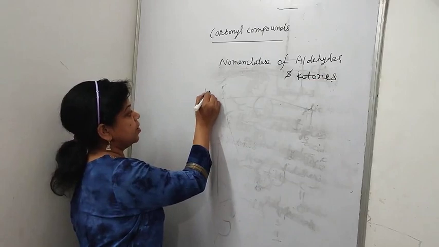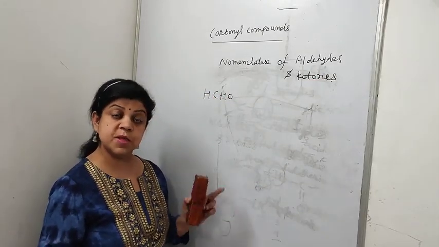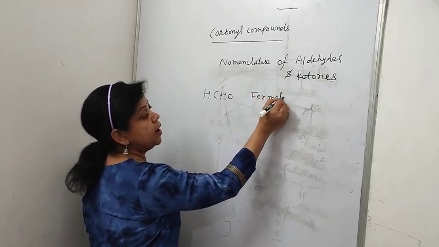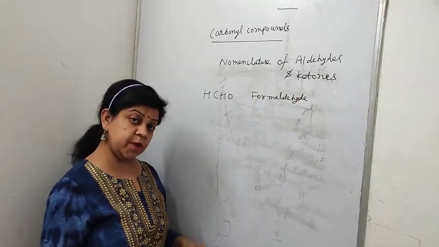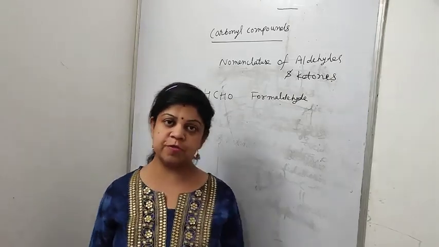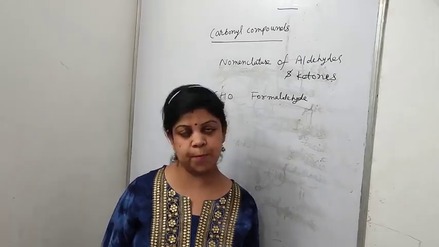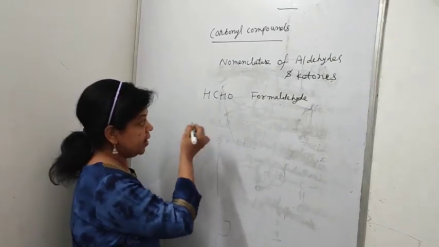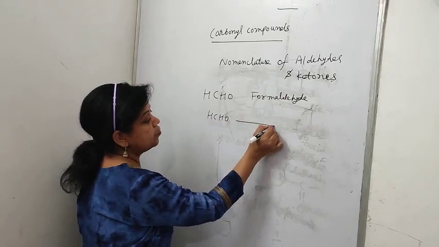Let's start with first example. This is HCHO, which is the simplest aldehyde. Commonly it is known as formaldehyde. So students, how can we give its IUPAC nomenclature? We all are very much familiar with IUPAC, that is International Union of Pure and Applied Chemistry. On this basis, how can we name this compound?